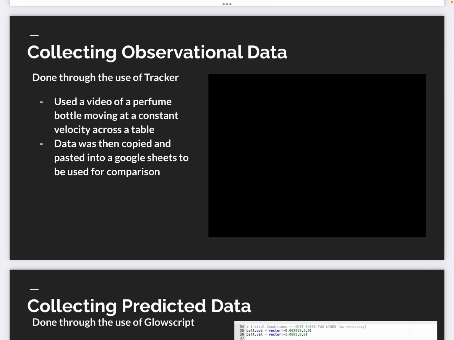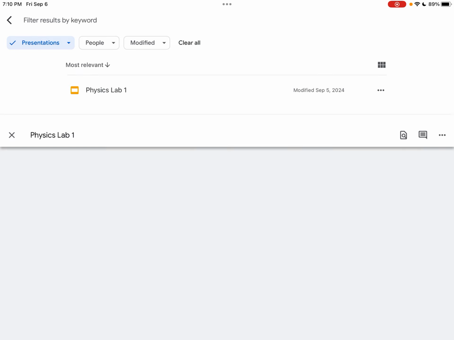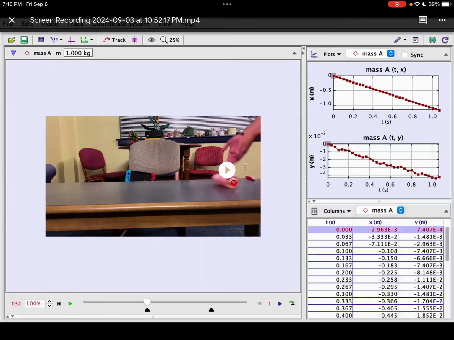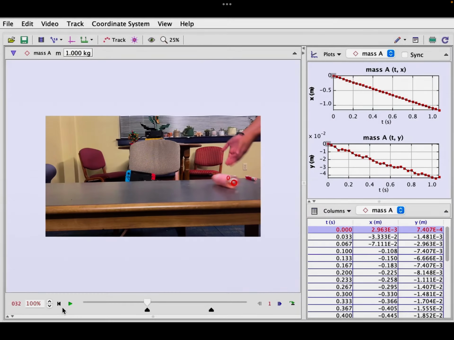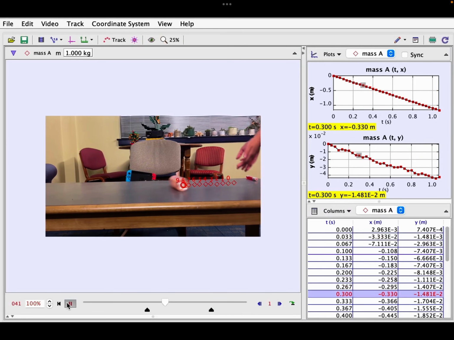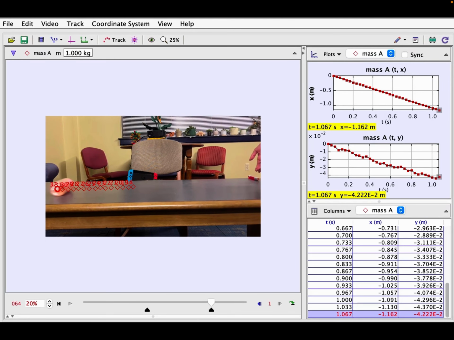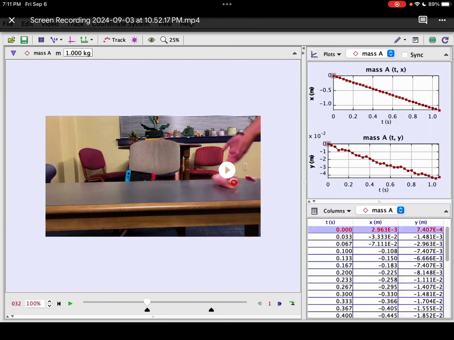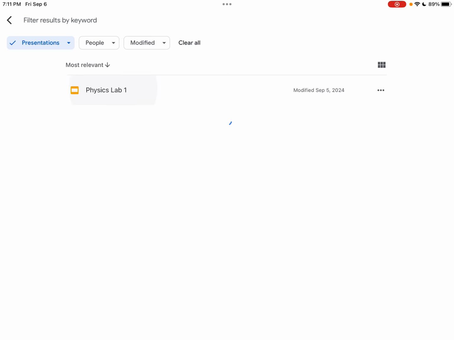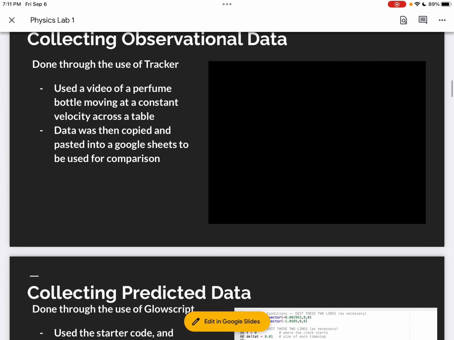After understanding more about the physics behind this lab, the next part is to collect the observational data points, which was done through the use of Tracker. In this situation, the system would be the perfume bottle, and the surroundings would be the table, the air, and the earth. And to the right is the video of the perfume bottle that is rolling across the wooden table. And to assume constant velocity in this lab, only frames 20 through 57 were used, as during those frames the hand is no longer applying force to the perfume.